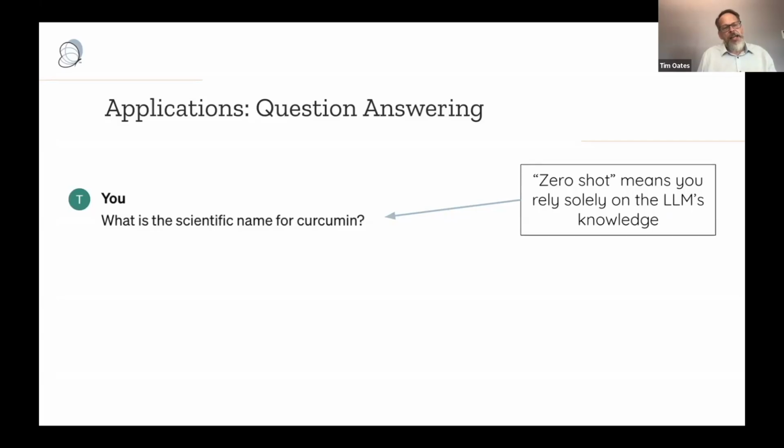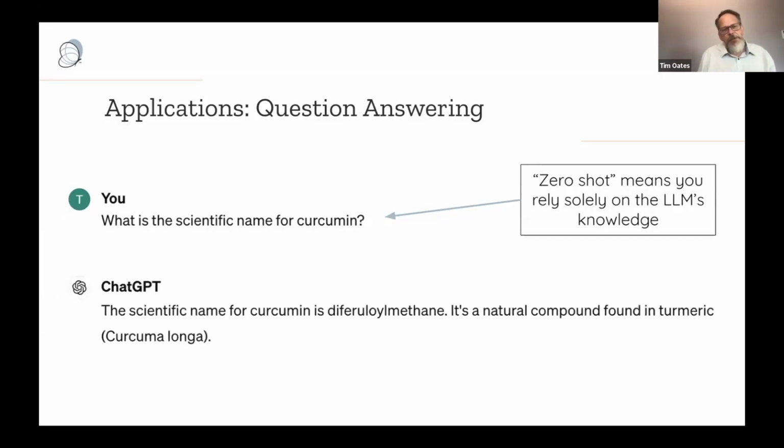So I said, hey, what is the scientific name for curcumin? And it goes, the scientific name for curcumin is diferuloylmethane. I'm sure people out there know how to pronounce it. I don't. It's a natural compound found in turmeric, Curcuma longa. Okay, that's great. It gave me the scientific name, and it just knew that, right? That was baked into the knowledge that it already has.